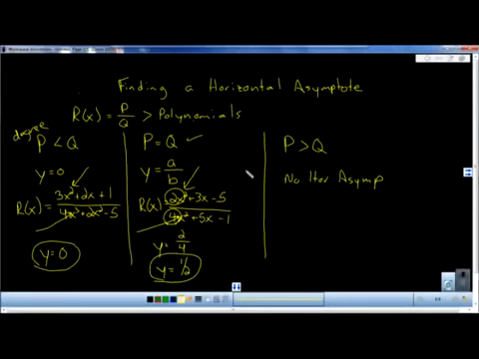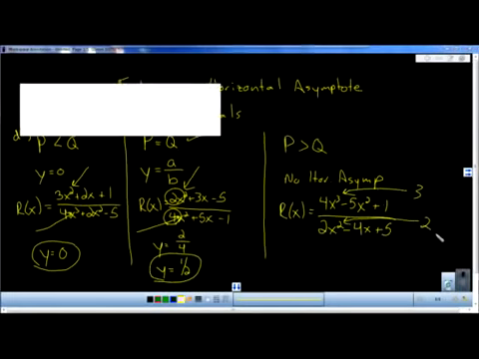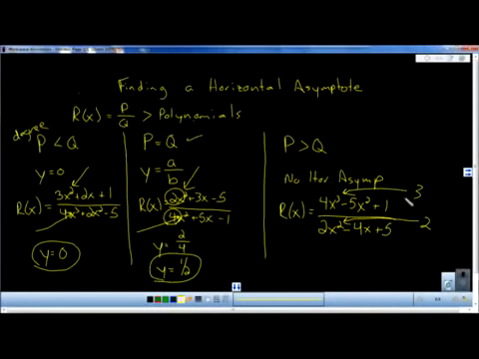Now let's take a look at one more. I'm going to set r of x equal to 4x cubed minus 5x squared plus 1 all over 2x squared minus 4x plus 5. The degree of the top polynomial p is 3. The degree of the bottom polynomial q is 2. So the degree of p is greater than the degree of q, so we have no horizontal asymptotes.